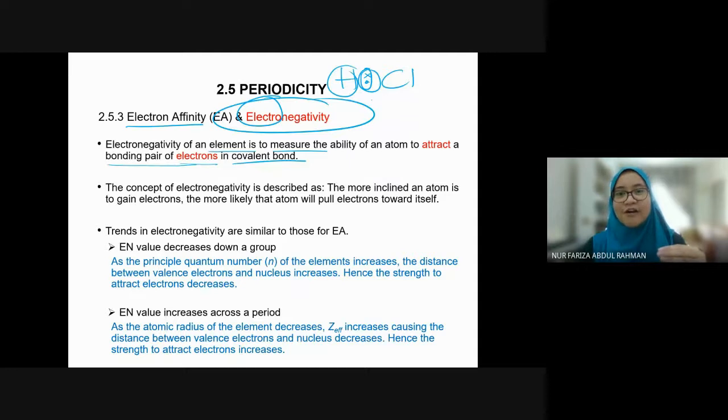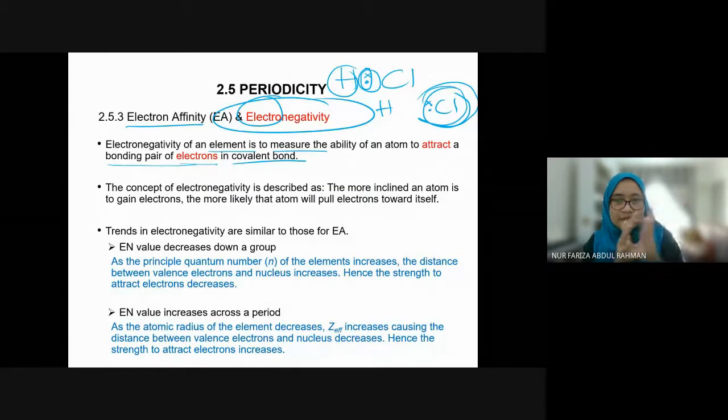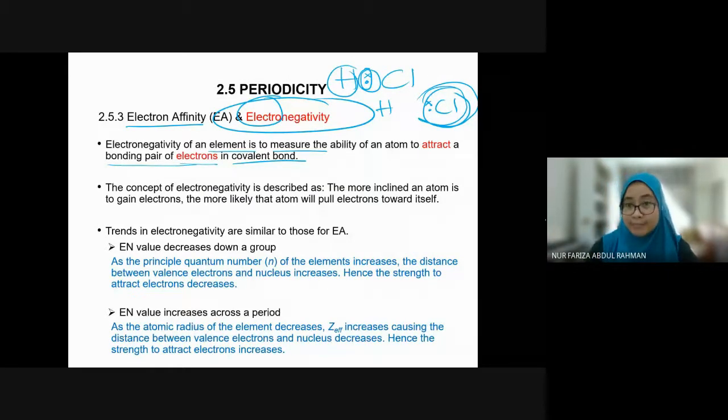So instead of sharing equally, it is more like this, closer to here. Still sharing, still sharing. But due to the electronegativity difference, both electrons are attracted to the most electronegative atom in the covalent bond. So the concept of electronegativity is described as: the more inclined an atom is to gain electrons, the more likely the atom will pull electrons toward itself. It means it likes electrons.